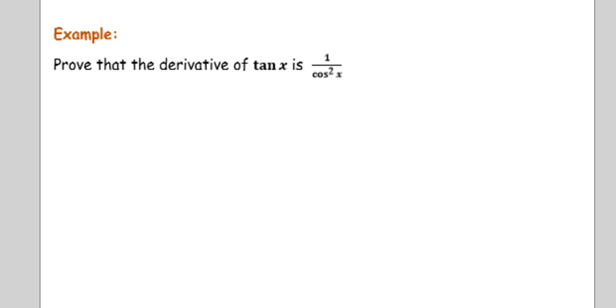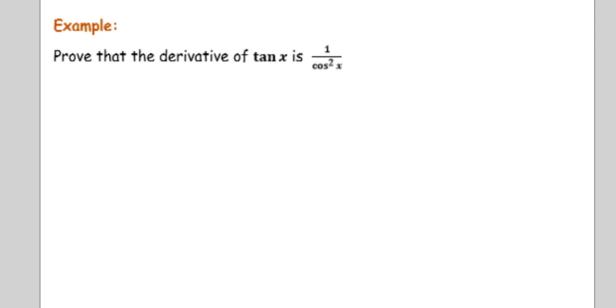Prove that the derivative of tan x is 1 over cos squared x. Normally I don't bother too much with proofs, but this one is good because it involves trig identities and the quotient rule.